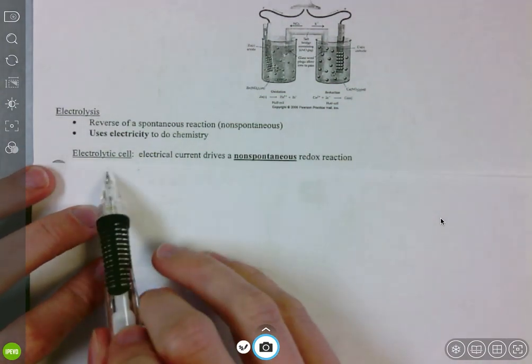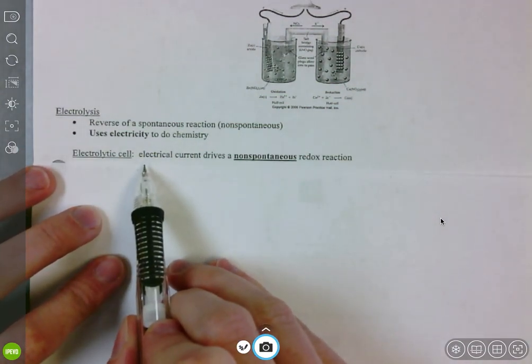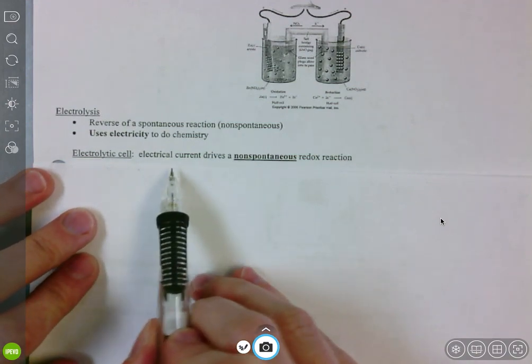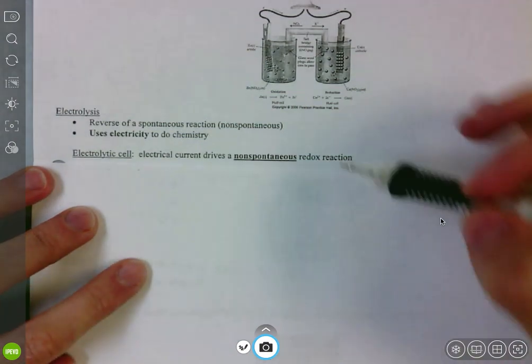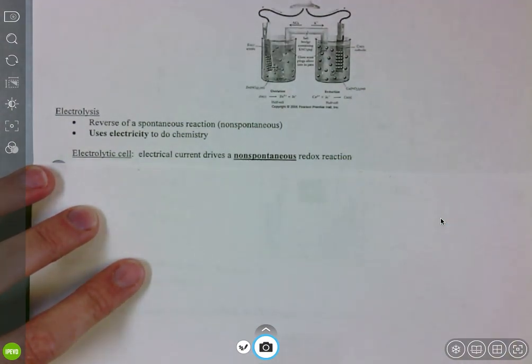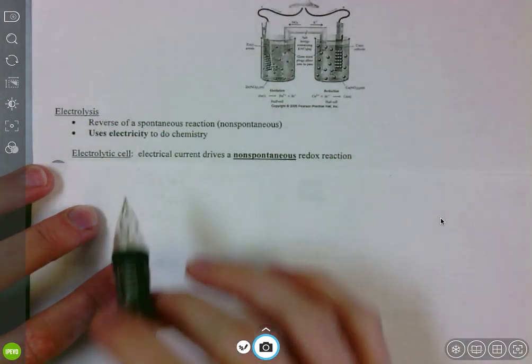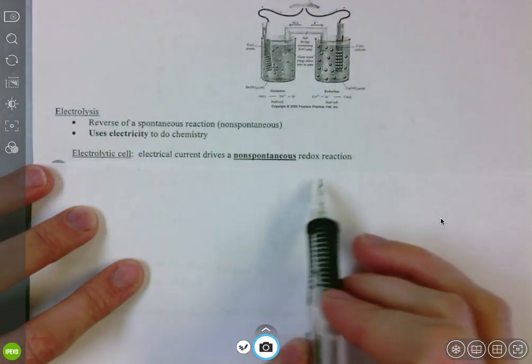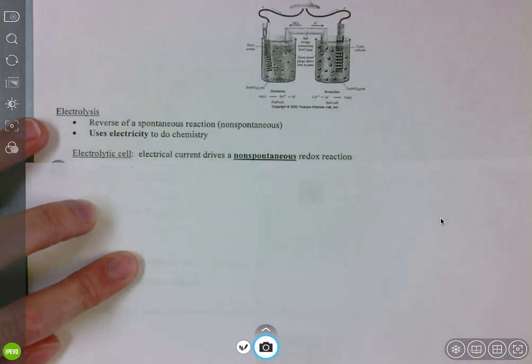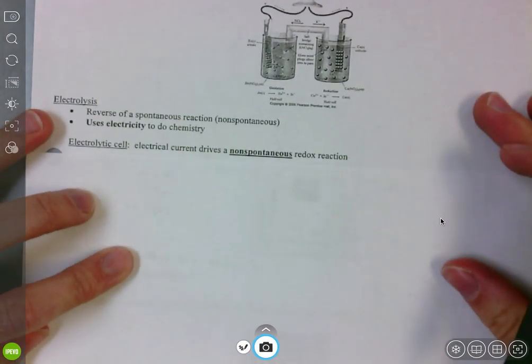So an electrolytic cell is caused by an electrical current that's driving a non-spontaneous redox reaction. So we are putting an electrical current into this electrolytic cell, which is causing this unfavorable non-spontaneous redox reaction to occur.